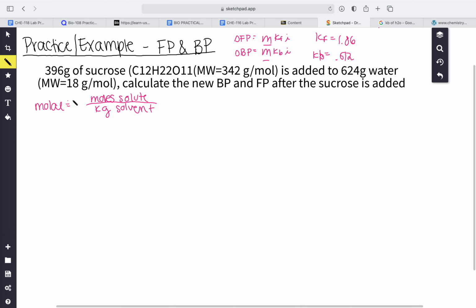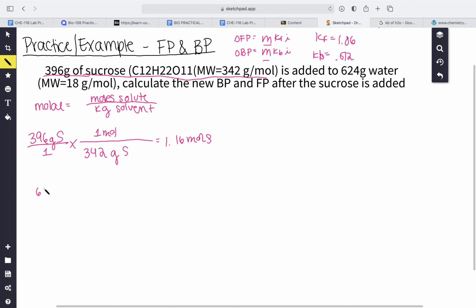Okay, now that we have that information, we're going to calculate the molal of this new mixture. The first thing we need to do is find the moles of the solute. Keep in mind the solvent is the thing that's dissolving, and the solute is the thing that is being dissolved. So we're going to find the moles of our sucrose: 396 grams of sucrose times the molecular weight, 1 mole per 342 grams of sucrose. 396 divided by 342 gives 1.16 moles of sucrose.